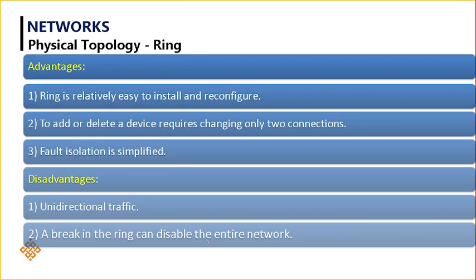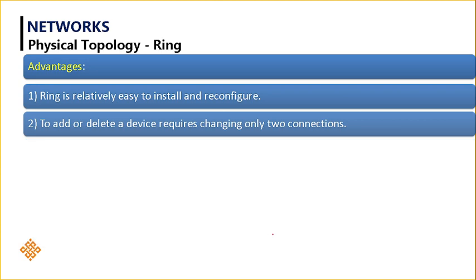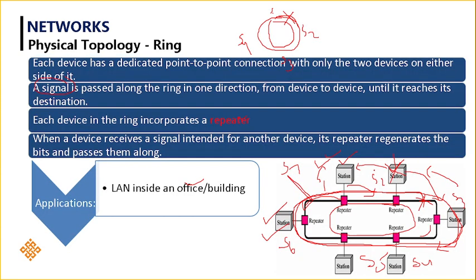And a break in the ring can disable the entire network. For example, as I told you, if the connection is broken between S2 and S3, then the entire network will stop because the token stops moving. Thereby communication will stop. The nodes will never get any token. So until the necessary action is taken, the whole network is stopped. Hope you understood.